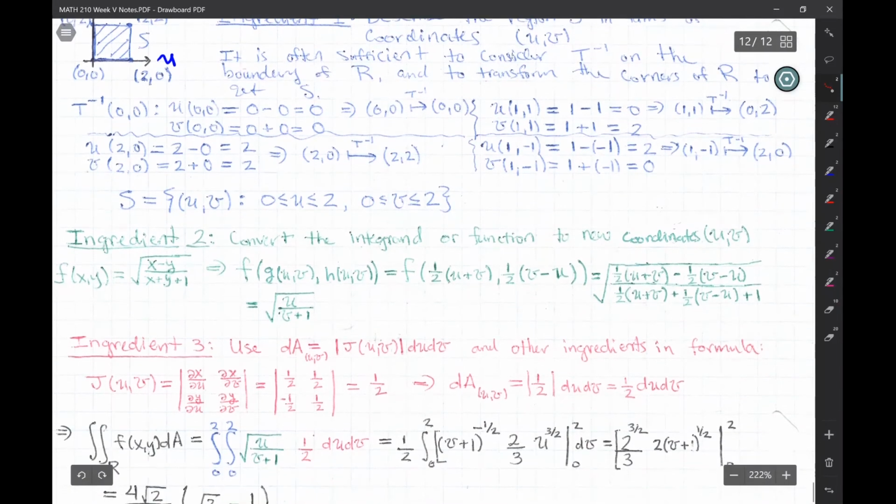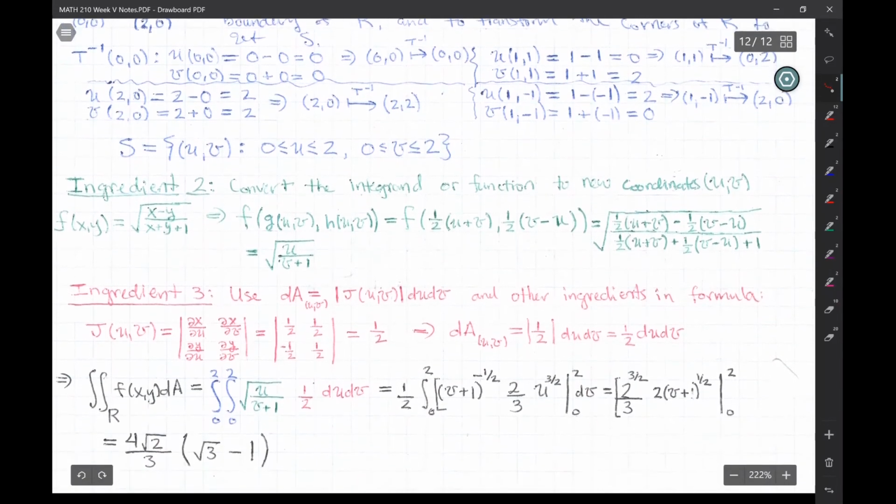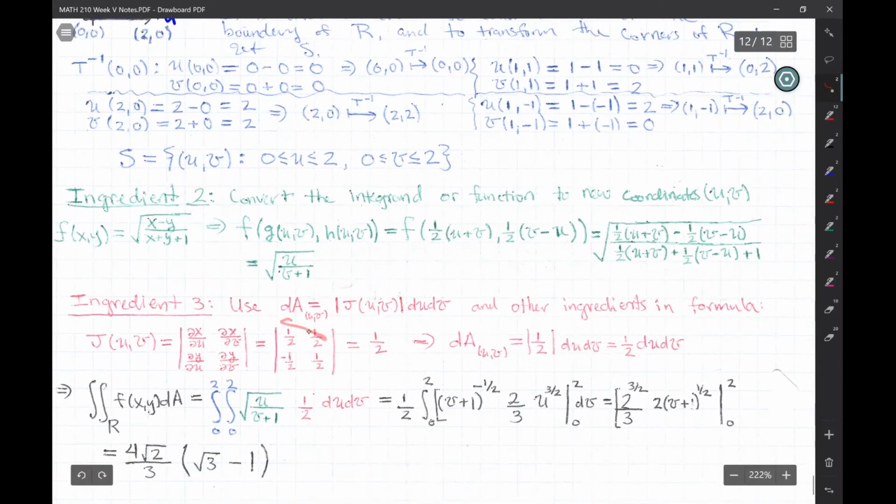And our final ingredient is to compute the area element in terms of our new coordinates u and v. So here is dA subscript uv. We want the area element in terms of u and v, to use in the formula above in the theorem. So to get our area element, we need the Jacobian.